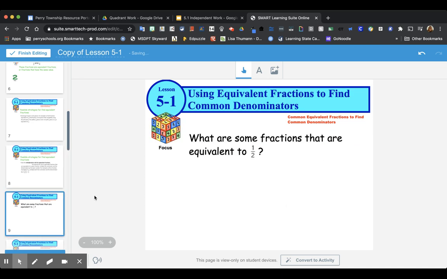So why don't you pause your video in a moment and write down some fractions that are equivalent to 1/2. We've already said 2/4. What else would be equivalent to 1/2?